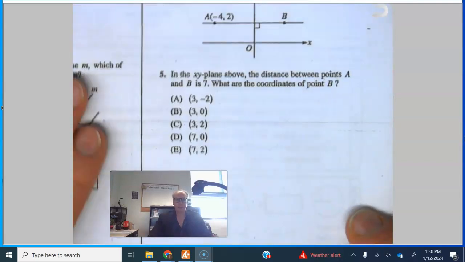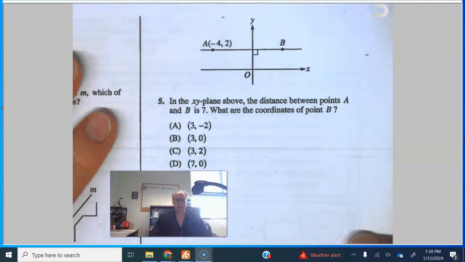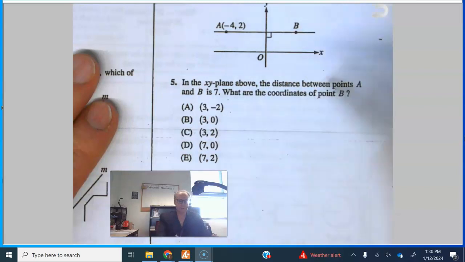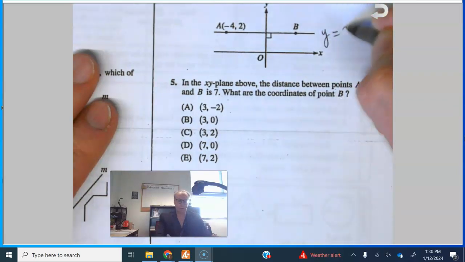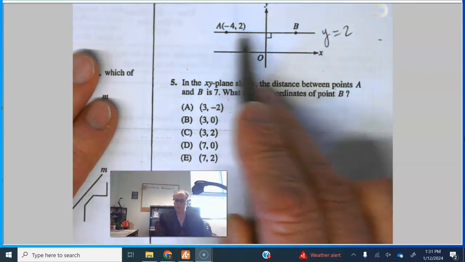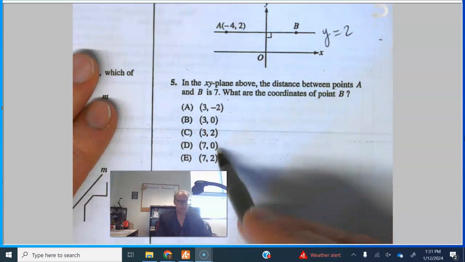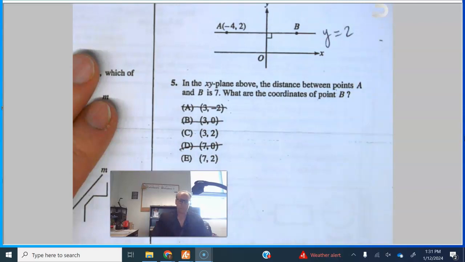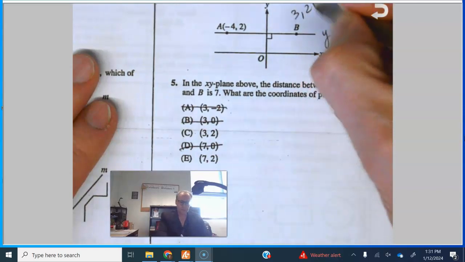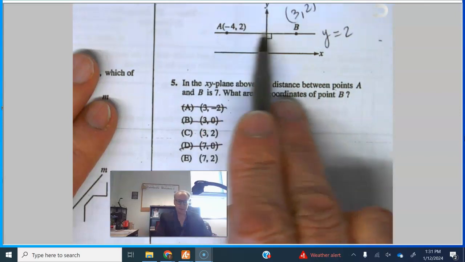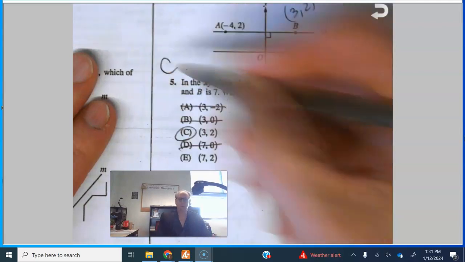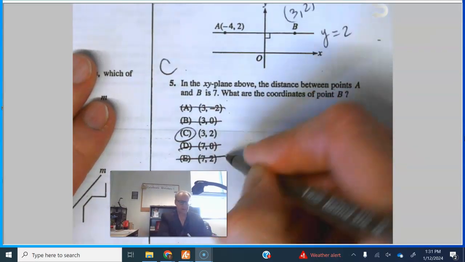Number 5 is a distance problem. They're telling us that between A and B is 7 units. And you'll notice that this line is y equals 2. This is the horizontal line, y equals 2. So clearly it's either (3, 2) or (7, 2), since it can't be any of these. And (3, 2) is what it looks like. And is that 7 units apart? Well, there's 4 and 3 more. Sure enough, (3, 2) is our answer, and we're moving on. And I absolutely know it's not that one, so I would put a star.